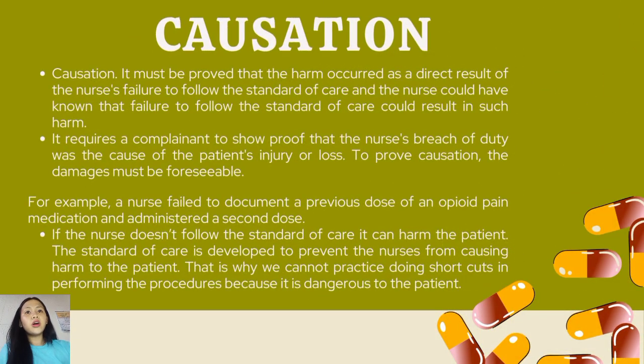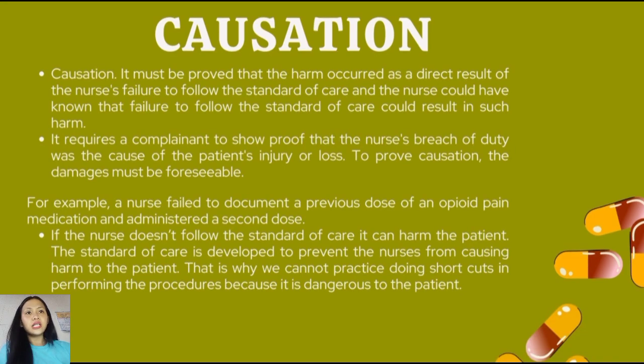Causation: it must be proved that the harm occurred as a direct result of the nurse's failure to follow the standard of care, and the nurse could have known that failure to follow the standard of care could result in such harm. It requires a complainant to show proof that the nurse's breach of duty was the cause of the patient's injury or loss. To prove causation, the damages must be foreseeable.